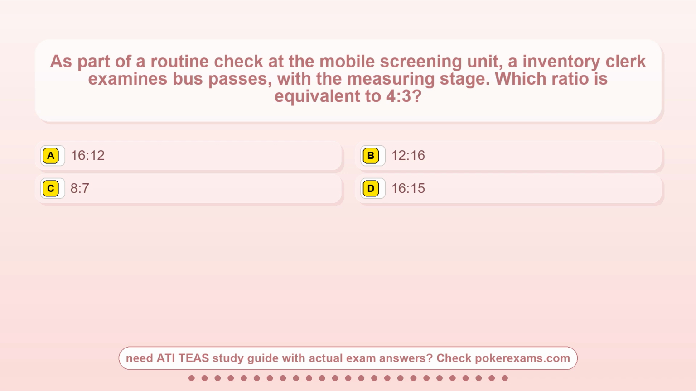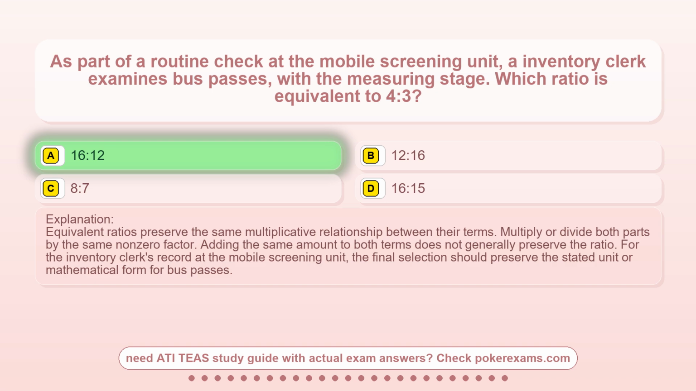As part of a routine check at the mobile screening unit, an inventory clerk examines bus passes, with the measuring stage. Which ratio is equivalent to 4:3? Option A, 16:12. Option B, 12:16. Option C, 8:7. Option D, 16:15. The correct answer is option A, 16:12.